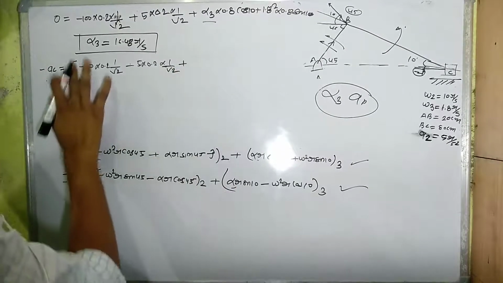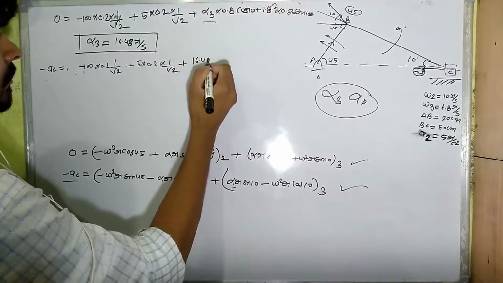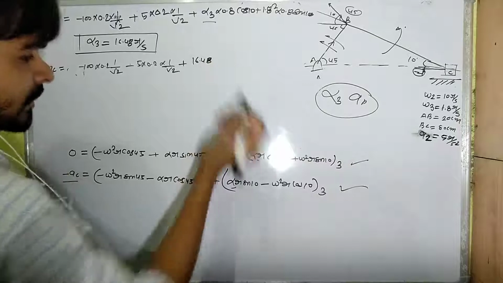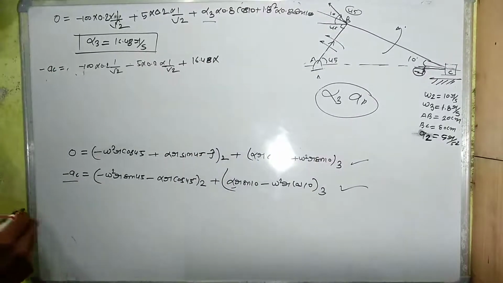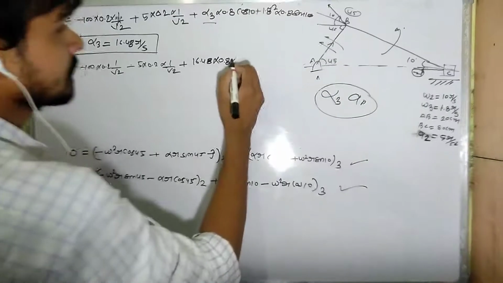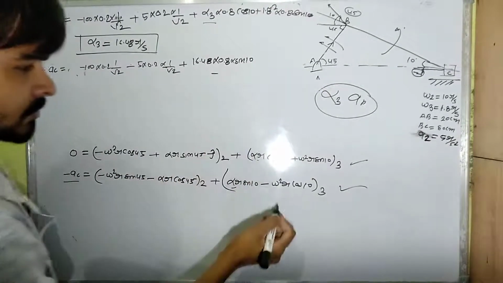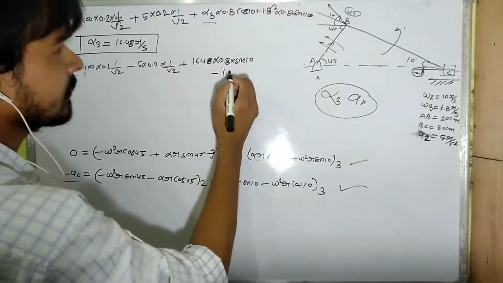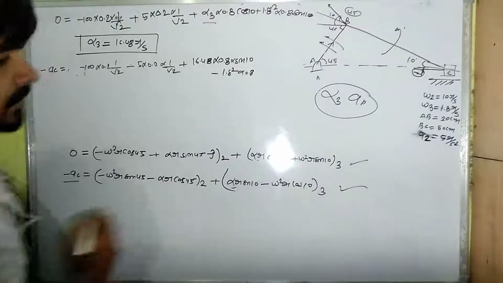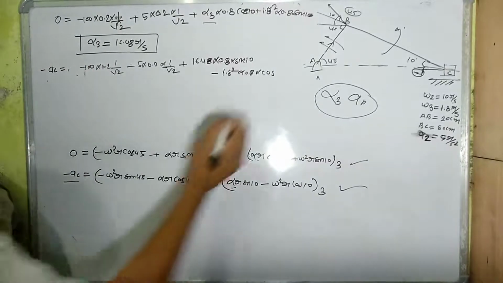plus for link 3 alpha 3 you got it, that is 16.48, यदि माइनस आता तो माइनस के साथ रखते, you have to remember it, 16.48 into r3 you know that 0.8 into sine 10, okay, now minus omega 3 का स्क्वायर, that means 1.8 square into 0.8, okay, into cos of 10.